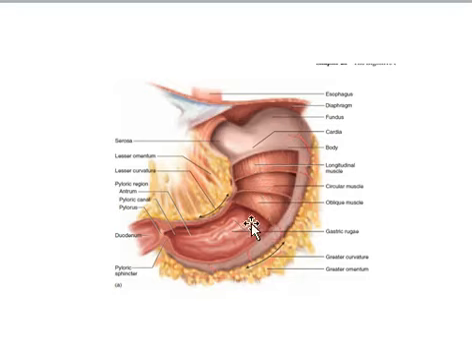And here we have the fourth region, which is the pyloric region. This is a funnel region. See, it is like a funnel, and includes the antrum and the pyloric canal. This empties digested food to the first part of the intestine, which we call the duodenum.